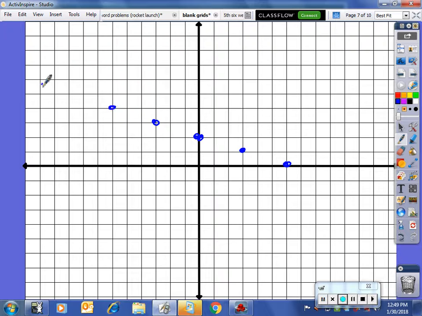Now, don't laugh at my line. I'm going to do my best to connect these dots. I just said don't laugh at my line, and you immediately start laughing. Okay, pretend like that's perfectly going through those nice big dots I made for you. That's close. That's the best answer I've heard so far.